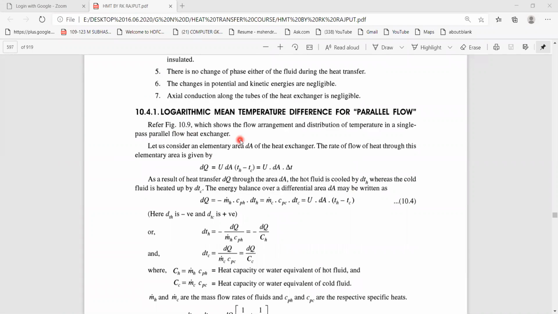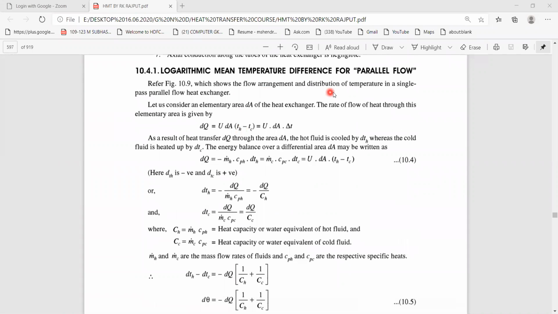Refer to figure 10.9, which shows the flow arrangement and distribution of temperature in a single pass parallel flow heat exchanger. Single pass means from one inlet to one outlet. The same fluid will not be coming back to the inlet, so it is called single pass. Let us consider the elemental area dA of the heat exchanger.